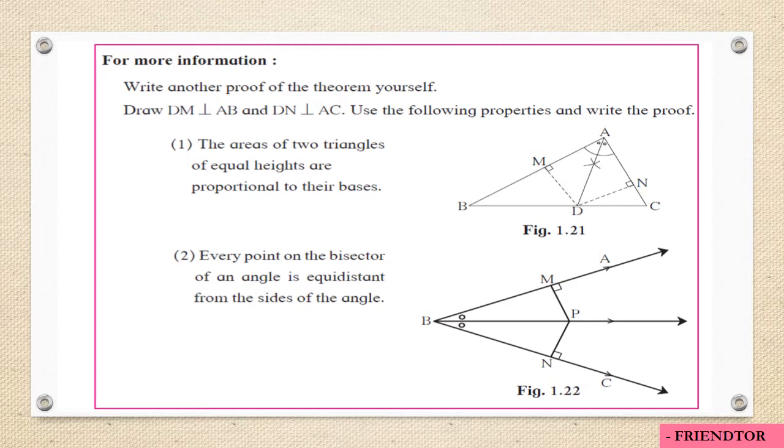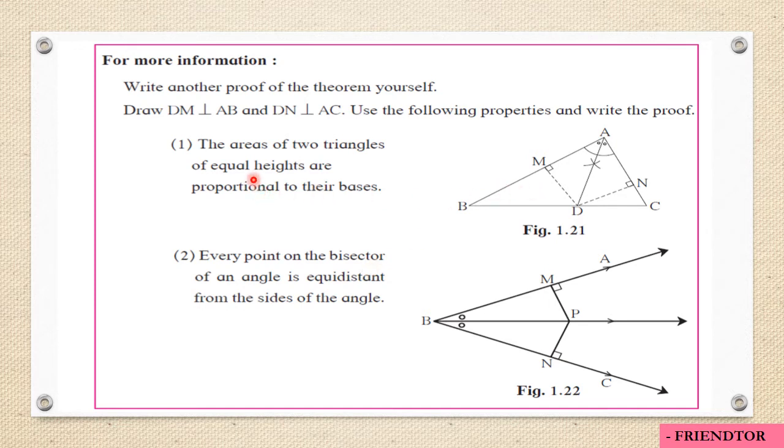So in the textbook, after one proof of the angle bisector property of a triangle, they have given one column called For More Information, and in that they have asked you to write another proof of the theorem yourself. Draw DM perpendicular to AB. The construction is from D you draw a perpendicular towards AB and a perpendicular towards AC. Okay, two perpendiculars. This is the construction part, and we have to use these two properties and write the proof.